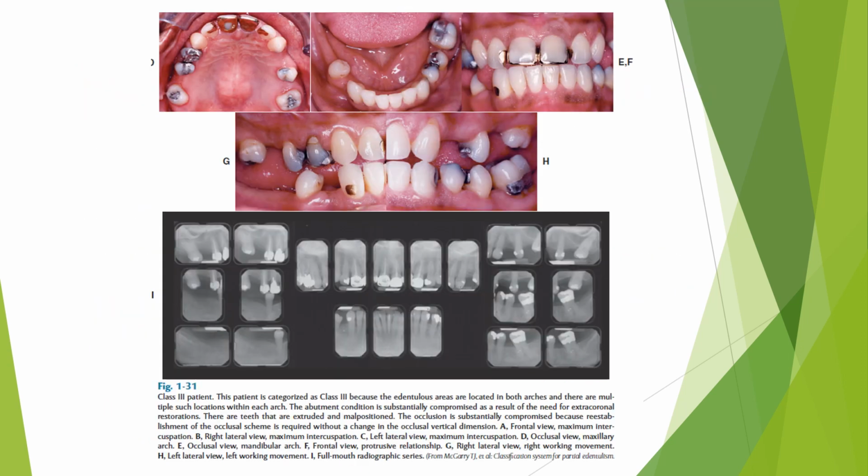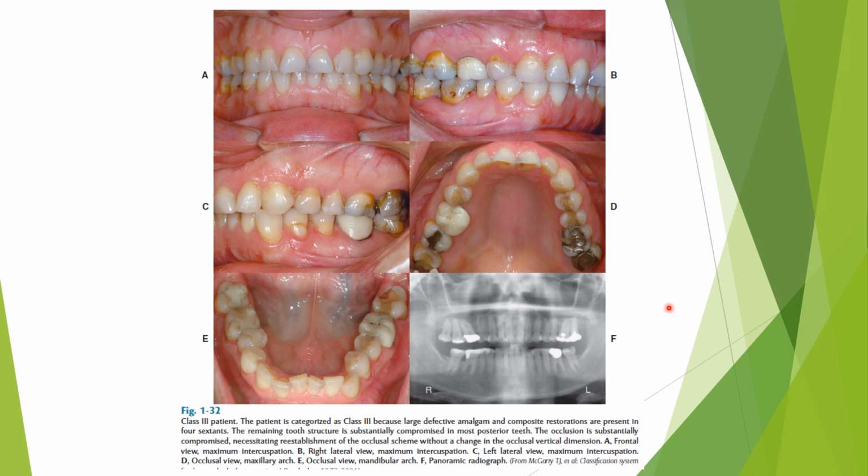So sorry guys. Now you can see that it has been treated. RCT has been done, guys. Some crowns have been placed. The OPG is not clear, so maybe you need to take radiographs of specific teeth, and mostly all of the sextants are involved.